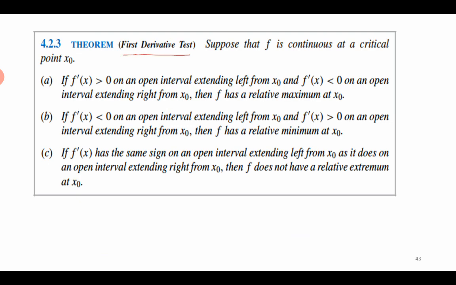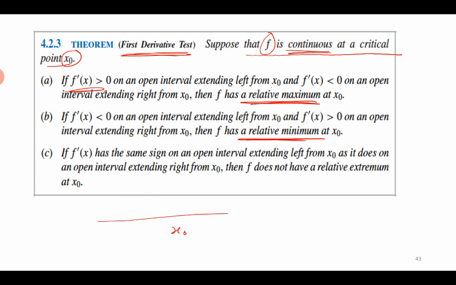And now the first derivative test for finding relative maximum and relative minimum. What does the first derivative test say? f is continuous at a critical point x0. So one point x0 is given, and f is defined and continuous at this point, isn't it? What do they say? x0 is a point here on the real line. This is the point x0.